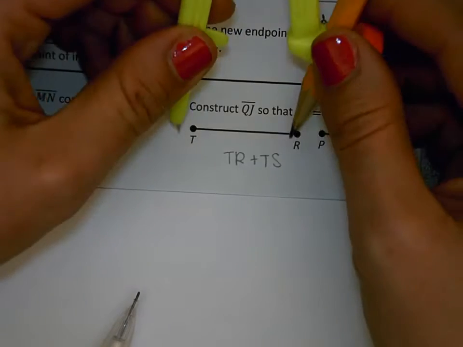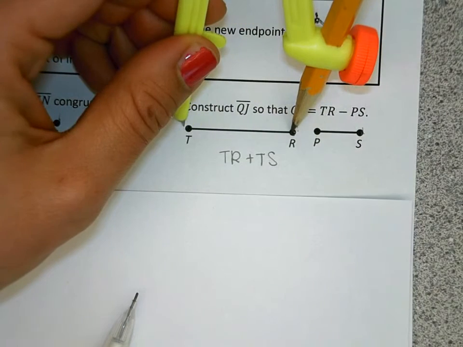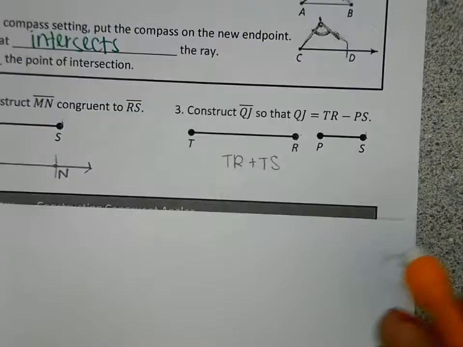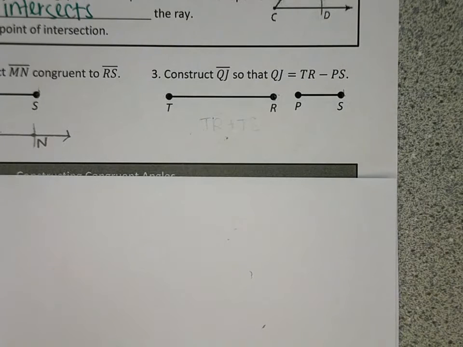Measure TR. When you have the ray and put the minus, then you measure PS and then put P on the same spot as you put R. Yep. Okay, so this is what she's saying. Let me do it on the whiteboard. So she's saying we do our ray. Let's say TR ends up being right here. And then we use this as our new endpoint to make TS here.